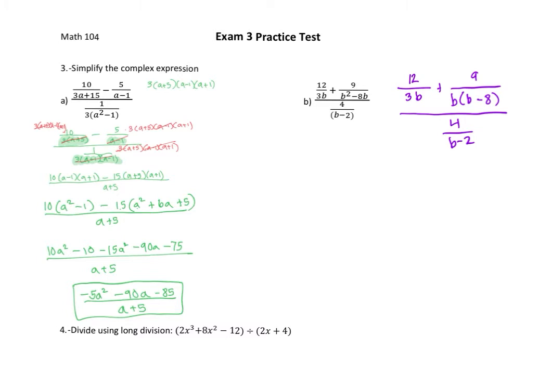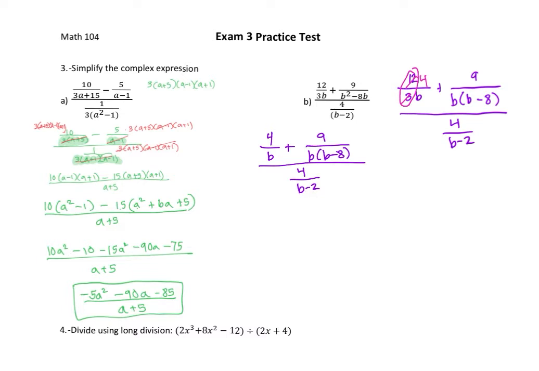Okay, there is one thing that I want to do before I actually find the LCD, and it's right here. That 12 over 3 can be reduced so that I have instead 4 over b plus 9 over b times b minus 8, all over 4 times b minus 2. It might help, it might not. At the end, we would have had a reducing if we didn't do that. So it's just a little bit of an easier process for us.